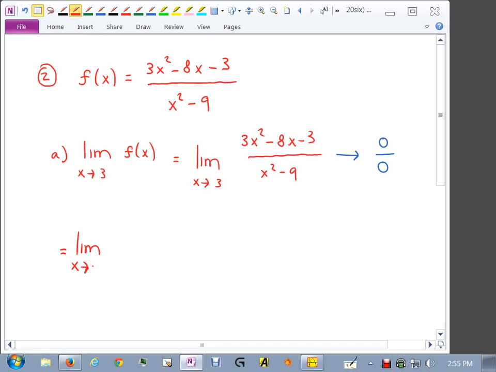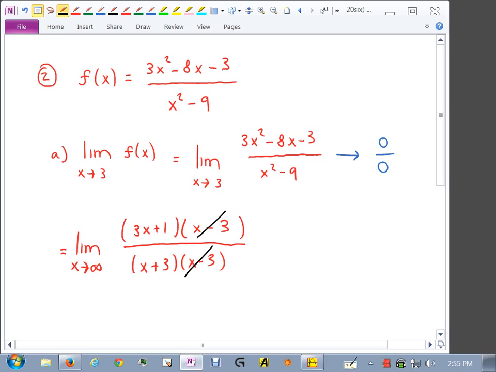Factor? Okay, let's see if you can factor the numerator. I'll do the denominator. Three x plus 1, x minus 3. And now you're allowed to cancel the x minus 3, aren't you? As long as you promise me that x will never be 3.